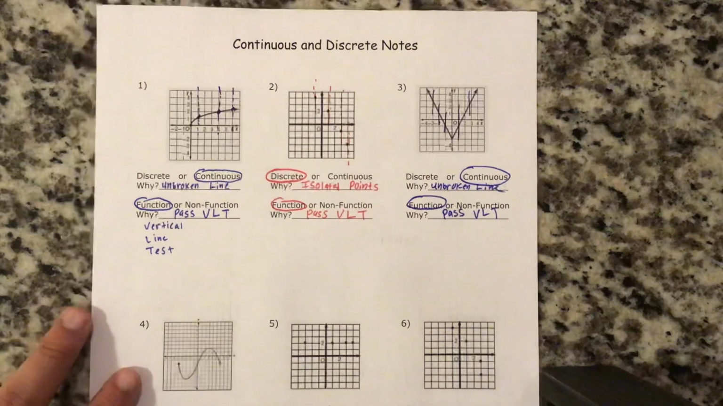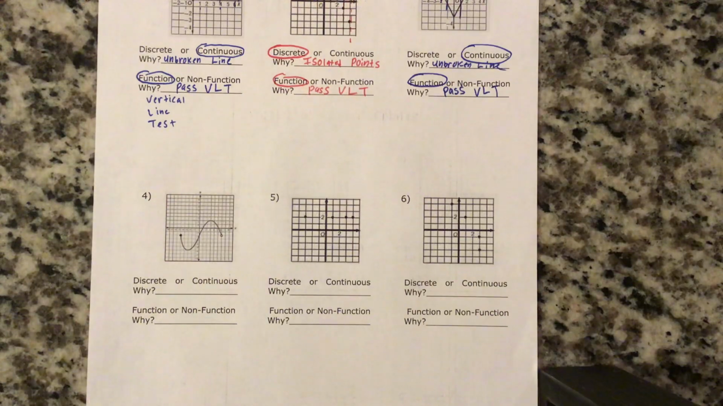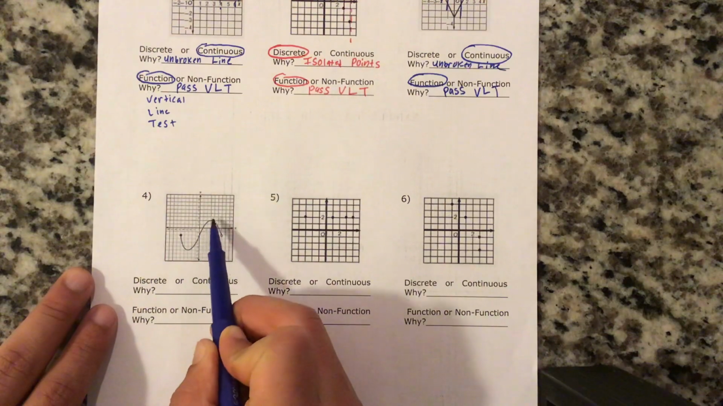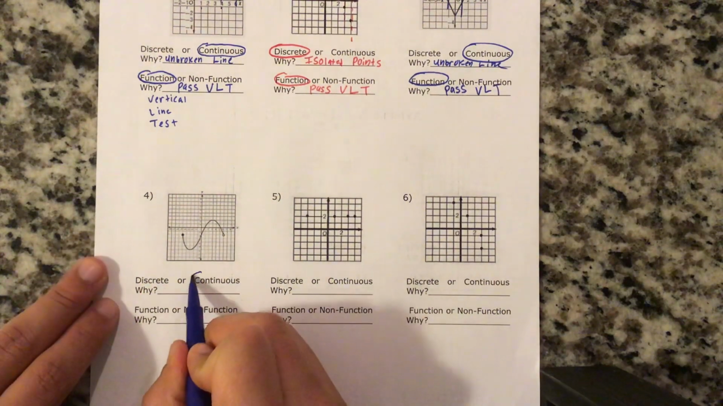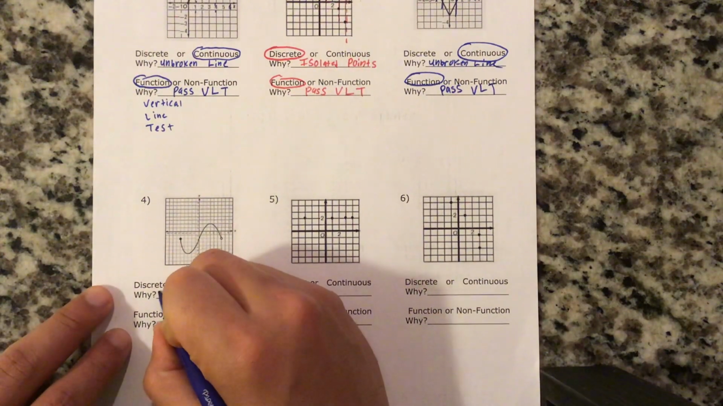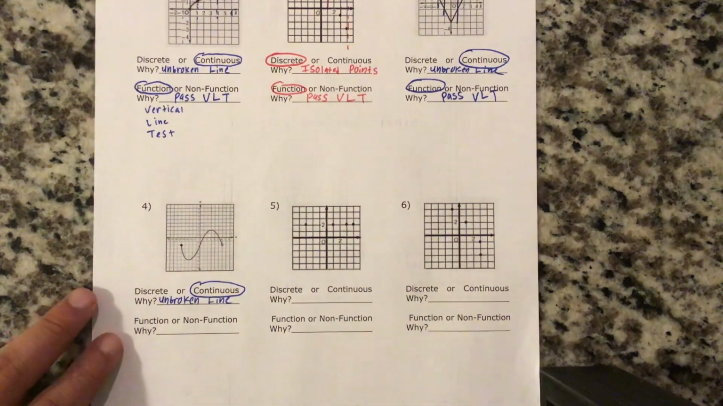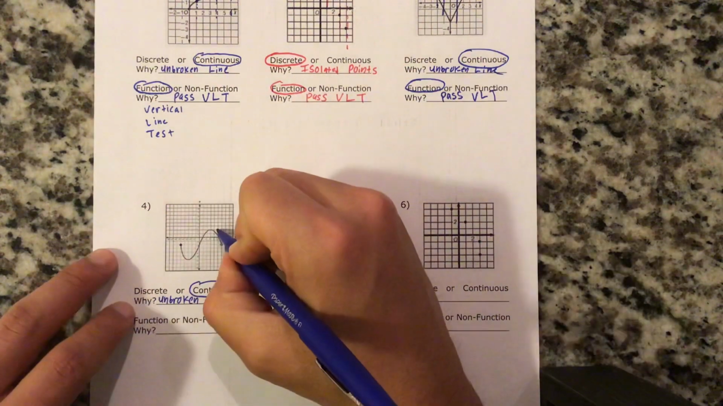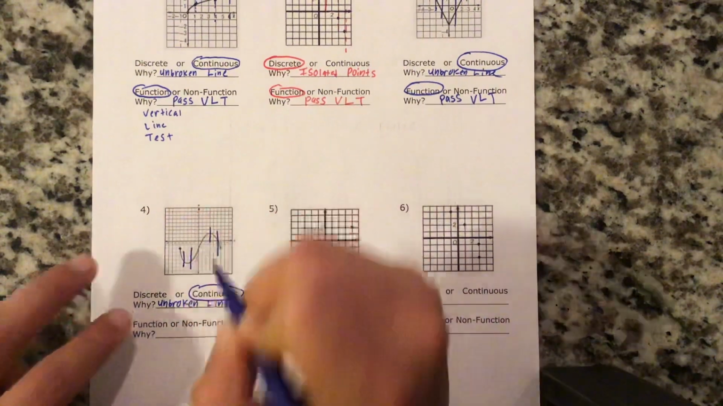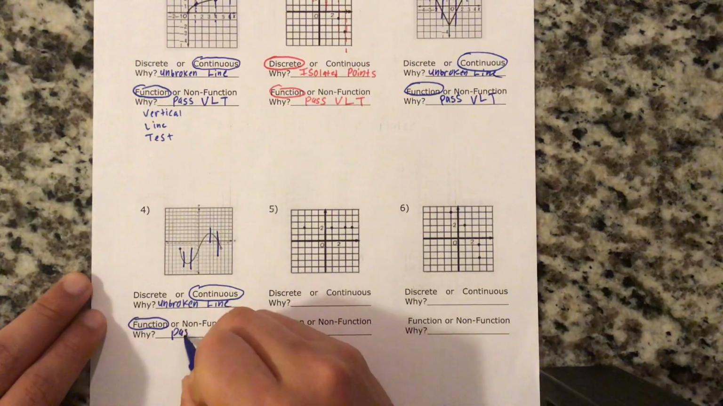Okay? Moving on. Let's go to 4, 5, and 6. So 4. So let's take our pen at the end, and we can trace it all the way down, and it is unbroken, right? So that means this is a continuous graph. And again, the reason why, it is an unbroken line. Okay? And then function or not a function, we can do a couple vertical lines. Hits at 1 point, hits at 1 point, hits at 1 point, hits at 1 point. Right? So this one is a function because it passes the vertical line test.